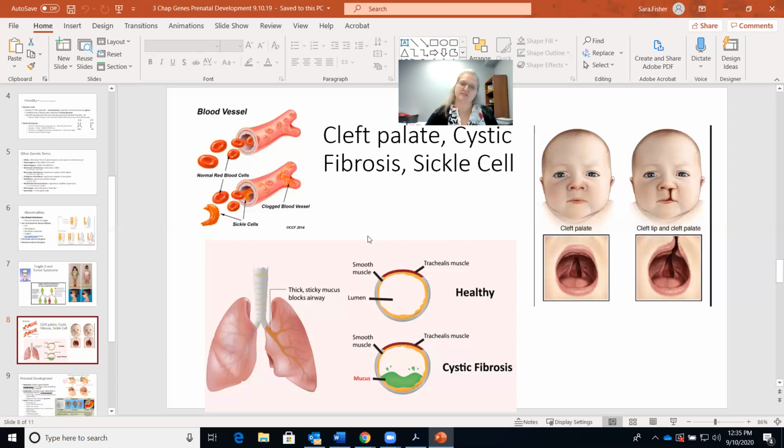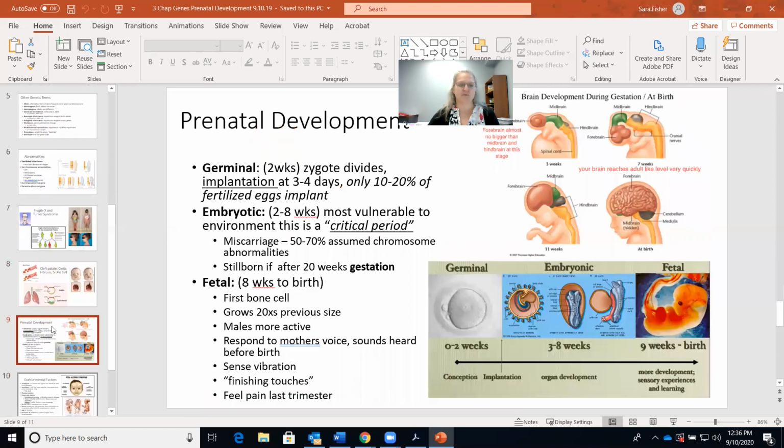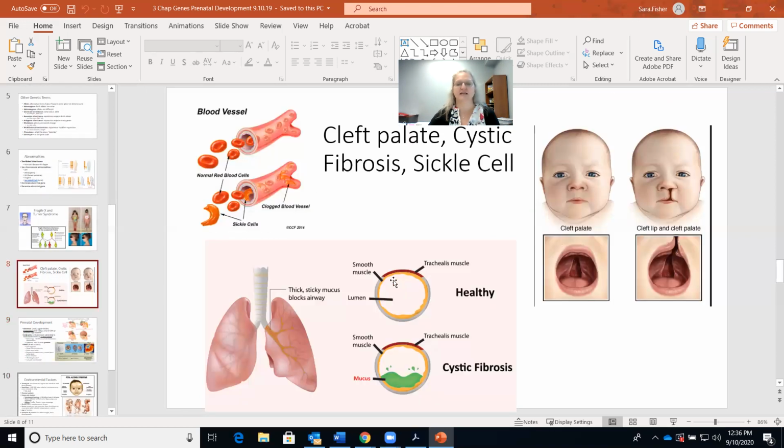But I recently read a story about a little boy who had a cleft lip, and he adopted a dog who was also born with a cleft lip, but it's a genetic condition. Okay, I'm going to stop right here, and when we come back, we will talk about the earliest stages of prenatal development.